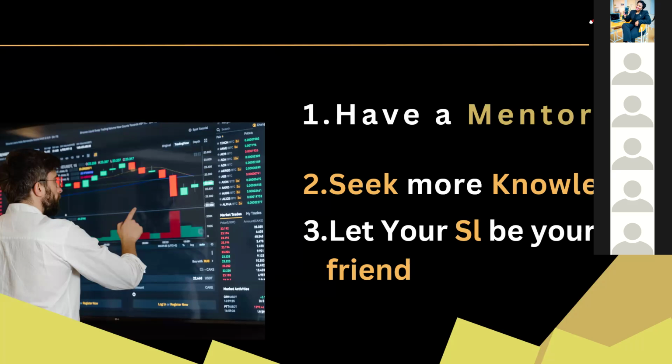Seek more knowledge, which is the second one. Do anything possible, I say, to seek more knowledge about trading. Trading is very wide. You can't know everything. You understand? The more you know, the more you see you don't know, and the more you have to keep on knowing. You understand? Even though you have to pay, you understand? Pay. It's not going to be wasted.